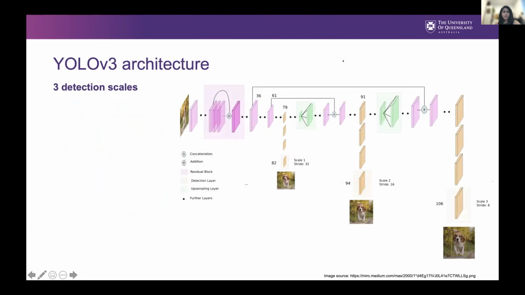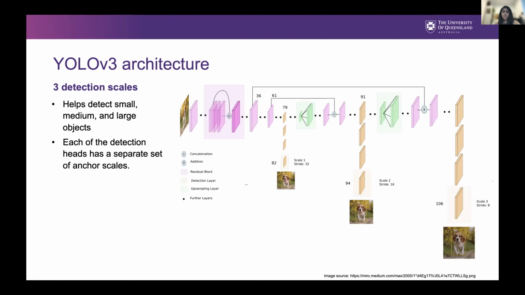So this is the most commonly used architecture, which is the YOLO v3 architecture. In contrast to the YOLO v1 architecture that I showed you guys earlier, this has 3 detection scales, which helps to detect different sized objects in images, small, medium, and large objects as well. And then each of the detection heads will have 3 anchor boxes per detection head. So altogether, there are 9 anchor boxes associated with YOLO v3.